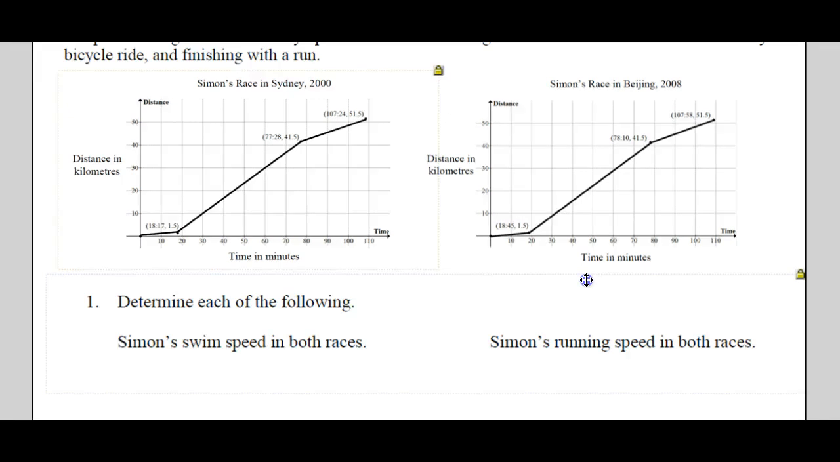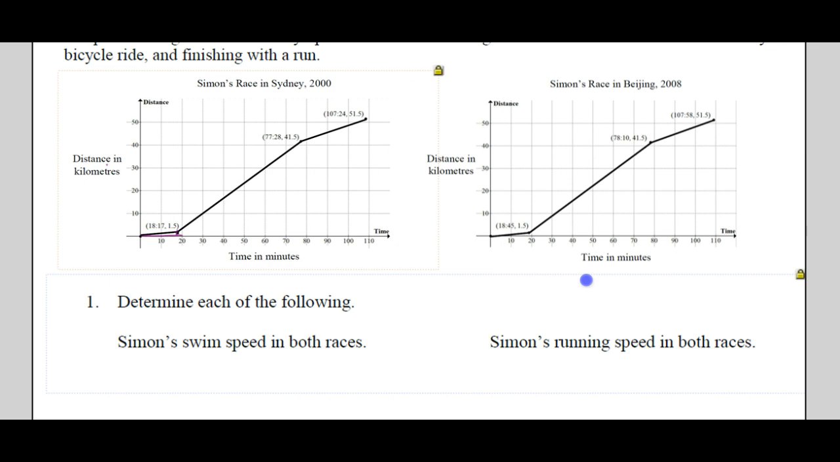Simon's swim speed in both races. Okay, so a speed is distance divided by time, right? And you'll recognize that as the slope of the line, as we did with slope. So you want the slope of this line.